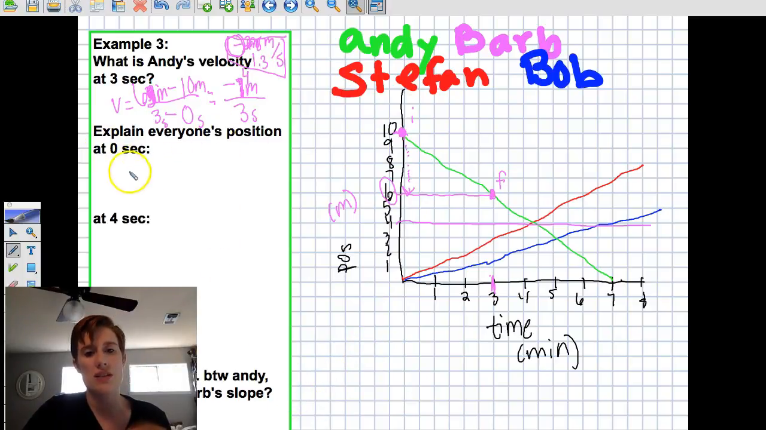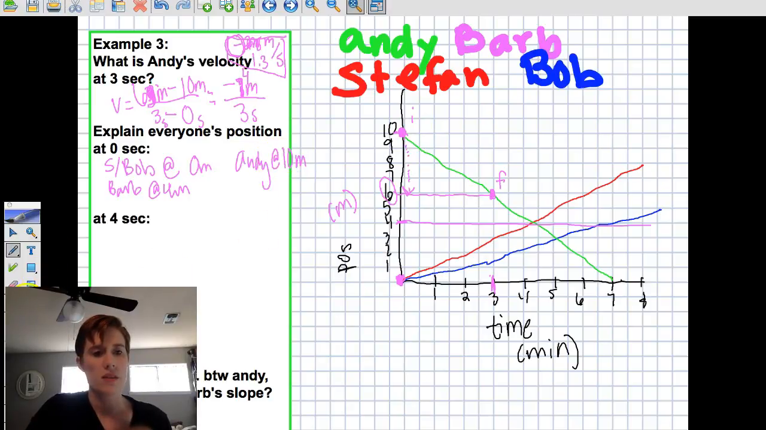Explain everyone's position at 0 seconds. At 0 seconds, what's happening? Well, Stefan is blue and Bob is blue. Stefan and Bob are at 0 meters, okay? Barb is right here. She's in the fuchsia color. Barb is at 4 meters. She got a 4-meter head start. And then Andy is already at the finish line. He's at 10 meters.